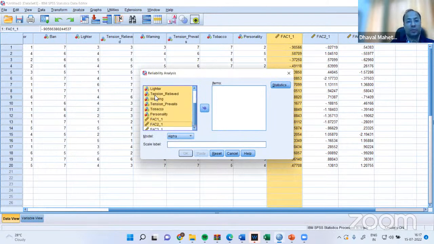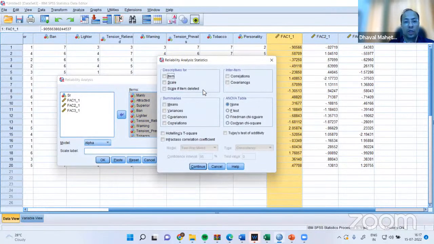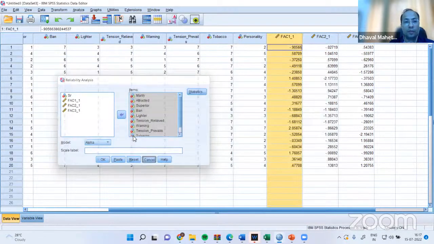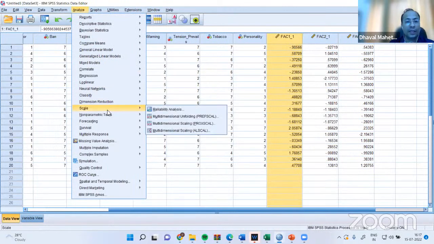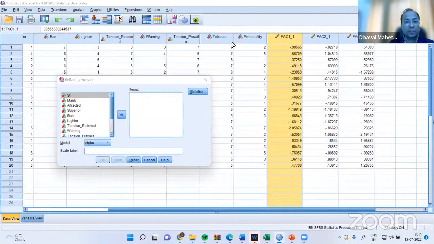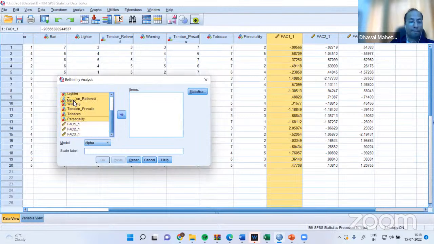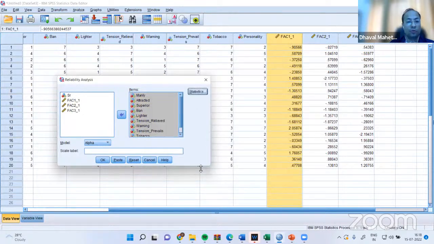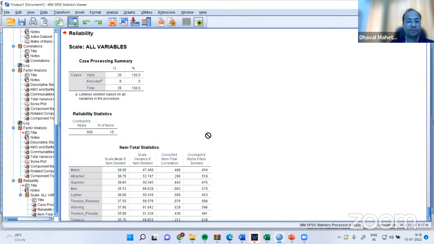We'll transfer all these statements here, go to Statistics, and tick on Scale if item deleted. Okay, tick on Scale if item deleted. Come on, you can also do it. Shall I repeat? Okay, go to Analyze, all of you, Scale, Reliability Analysis. Transfer all of them, in Statistics choose Scale if item deleted, continue. Click OK.